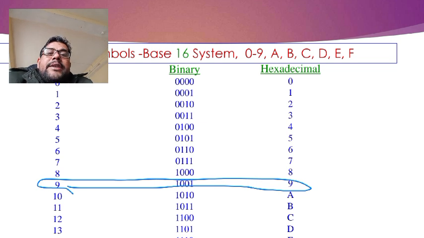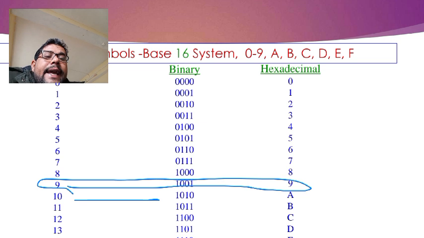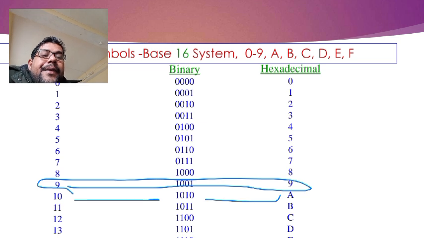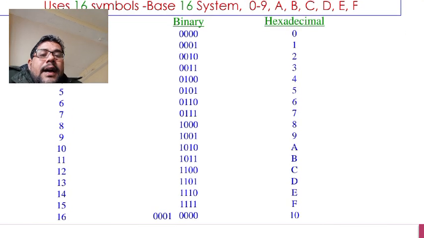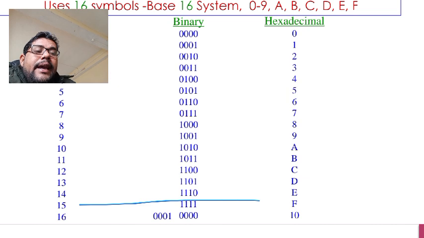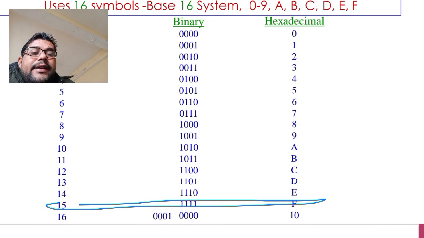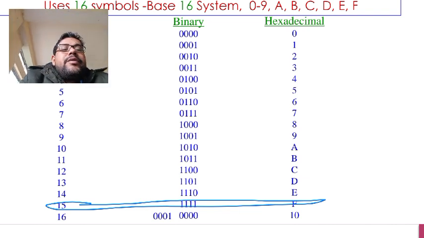Then the story starts from here. Then 10 in decimal converts to binary 1010, and in hexadecimal this will be A. Similarly, 11 we write B. In hexadecimal, if decimal is 12, hexadecimal is C. Decimal 13 is hexadecimal D, decimal 14 is hexadecimal E, and if the decimal is 15, then hexadecimal will be F. In this way, we can write the hexadecimal representations.